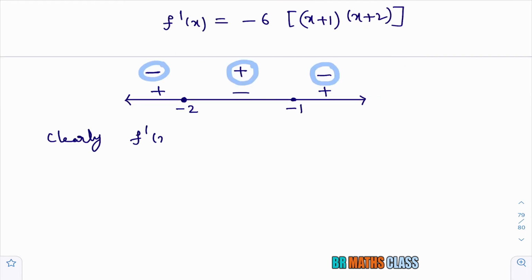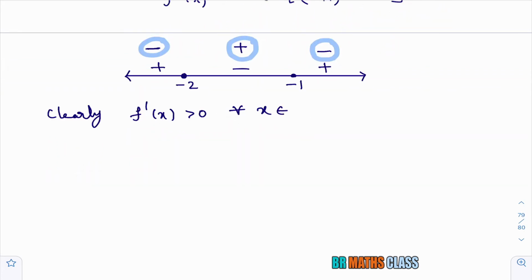F dash of x is greater than 0 for all x belongs to, you observe, in this interval we are considering, so f dash of x is greater than 0. F dash of x greater than 0 for all x belongs to open interval minus 2 comma minus 1. As f dash of x is greater than 0, we say that f of x is strictly increasing on open interval minus 2 comma minus 1.